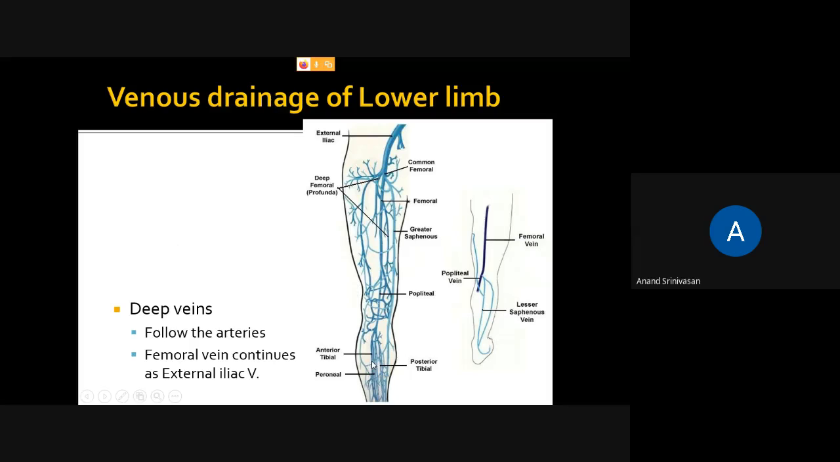So here it starts as the anterior tibial vein and posterior tibial vein. They both join together to form the popliteal vein, and this popliteal vein continues as the femoral vein. Then it enters into the abdomen as the external iliac vein. The same as that of arteries, but in the reverse direction.